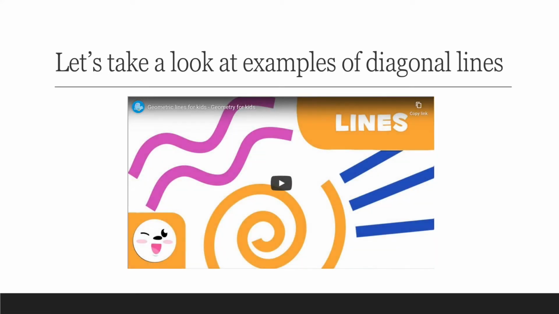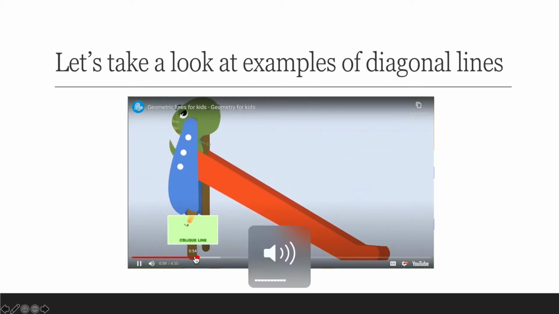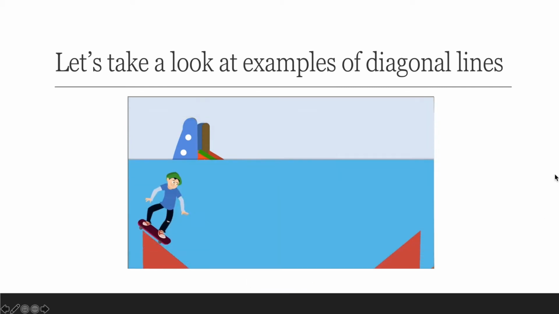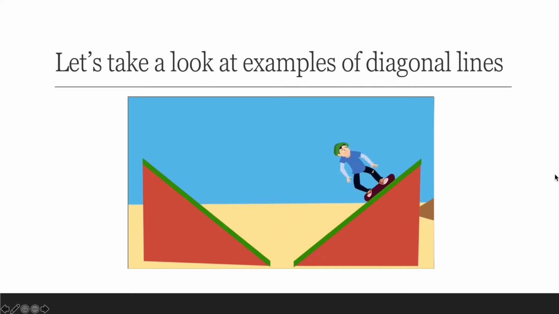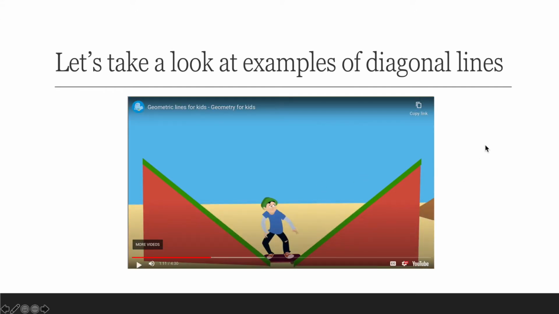Okay, so we're going to take a look at some examples of diagonal lines in this video. Oblique lines look like this slide, or like this skateboarding ramp. Wow, so fast! Okay, so if you notice, the video called diagonal lines oblique lines, so those are the same as diagonal lines.